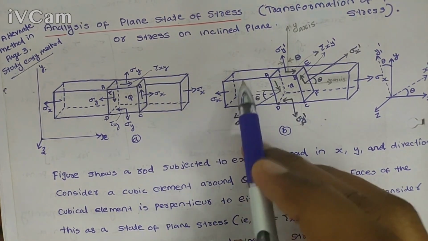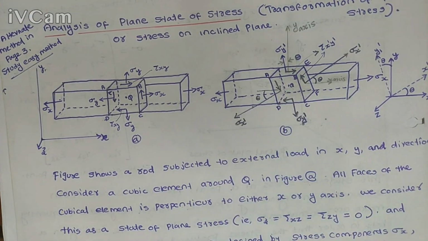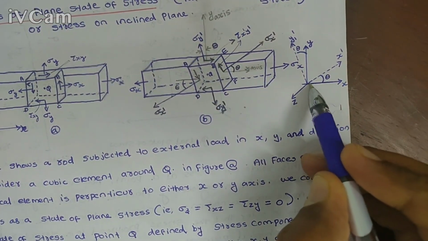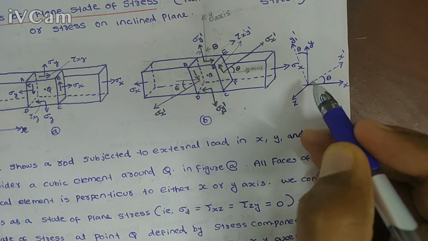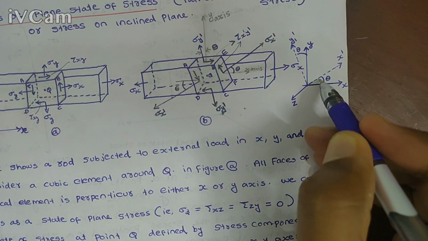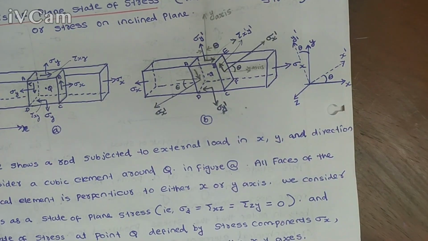There is no change in the bar, but the position of the cubical element is changed. This is the original axis x, y, z, and after rotation of the cubical element, the axes are shifted by an angle theta. So this is x dash and this is y dash.